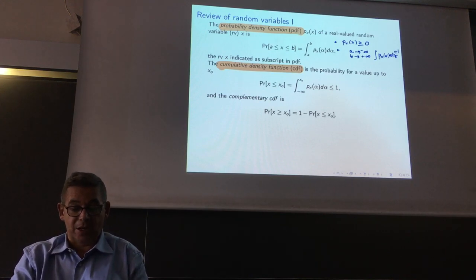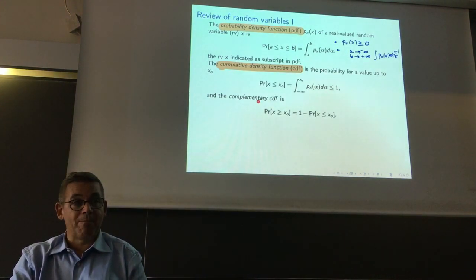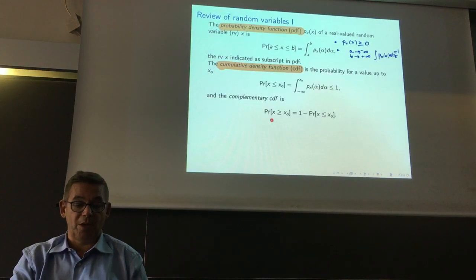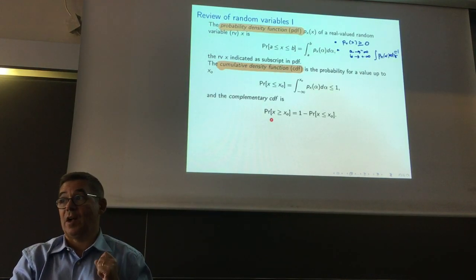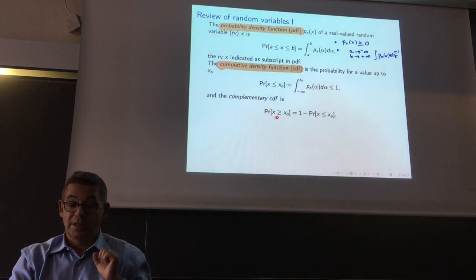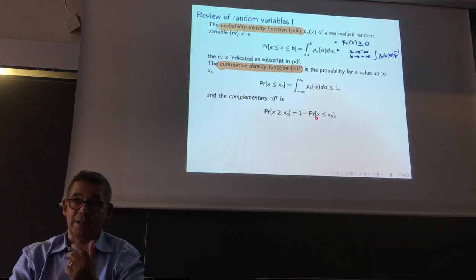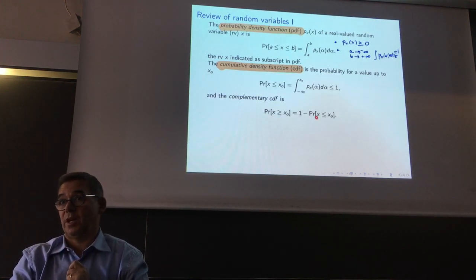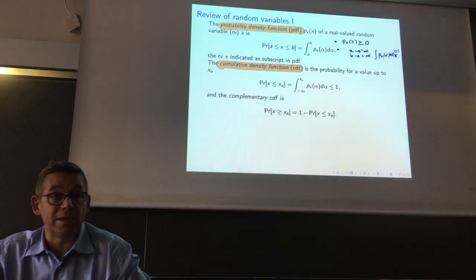The complementary one is 1 minus that. What is the probability that the random variable is larger than x0? This is 1 minus the probability that it is smaller than x0. And this is just the complementary.